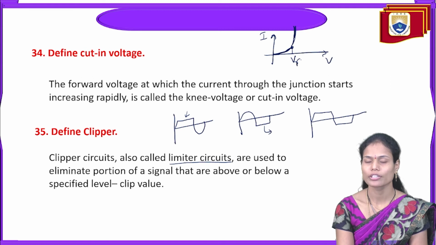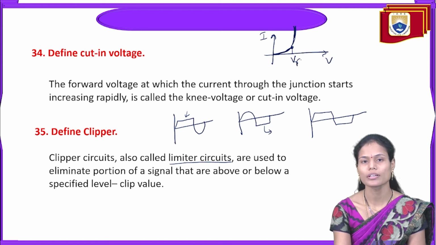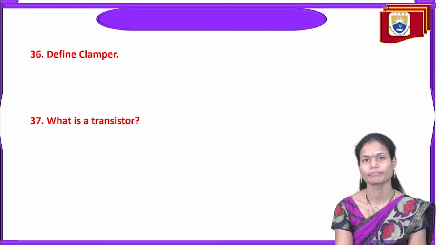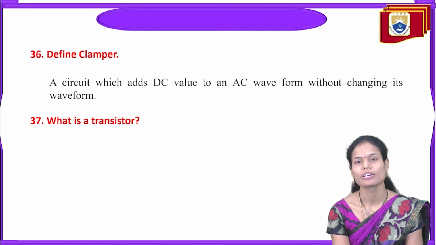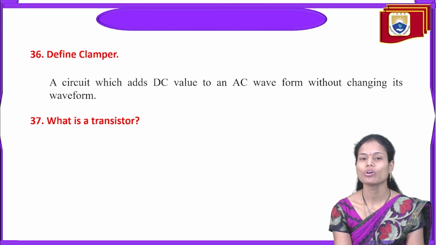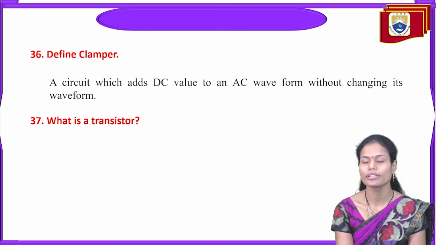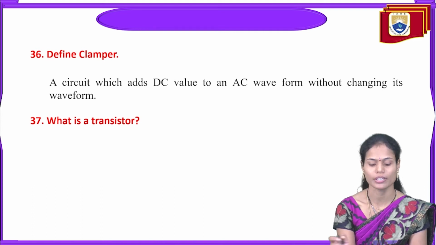Why do we utilize this? In order to remove the noise information in the waveform. Next, define clamper. The basic function of the clamper is to shift the waveform above or below the DC level or reference level. It can shift by adding some DC value to the AC waveform.